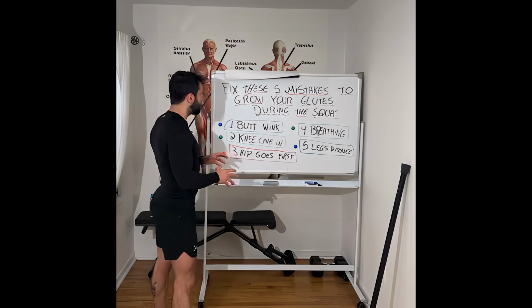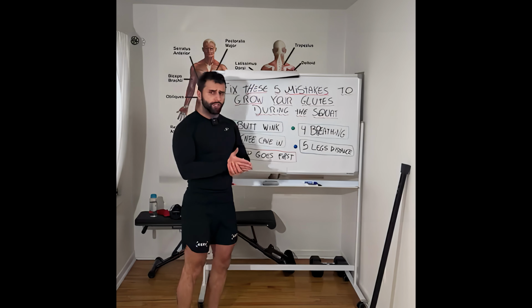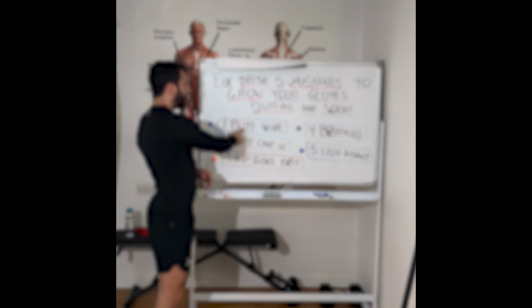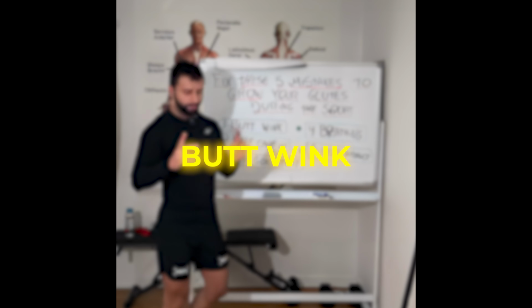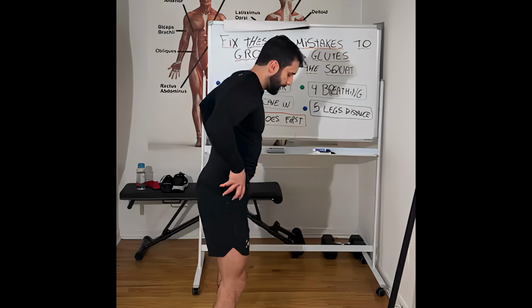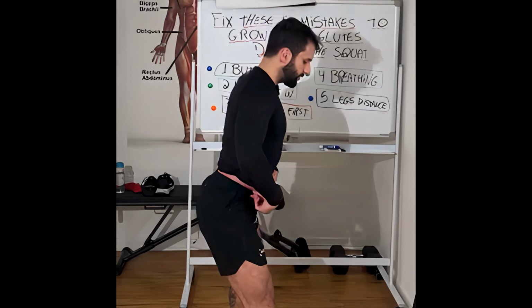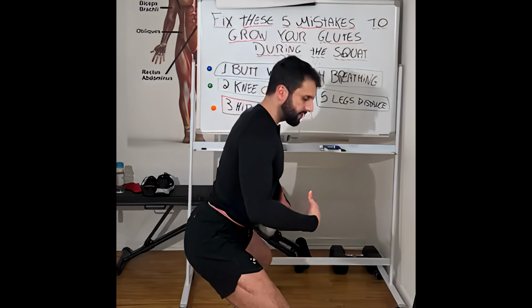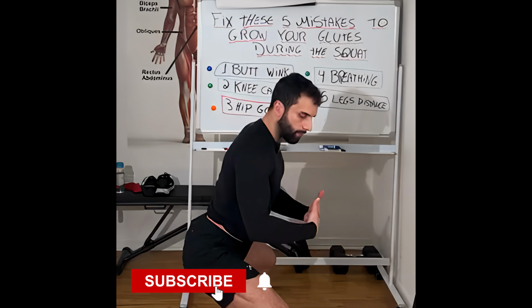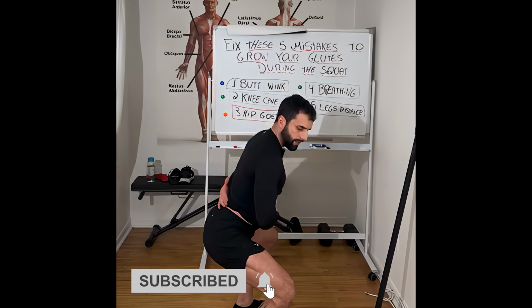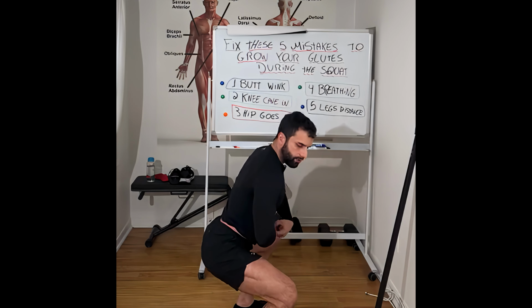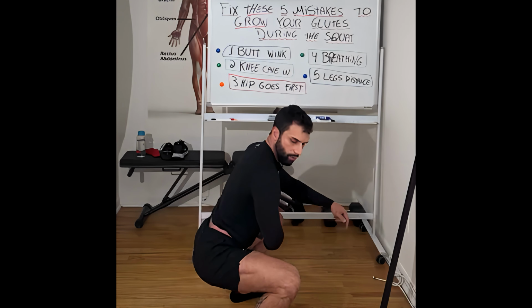So the first mistake that we're going to look at, we're going straight to the point, is the butt wink. So what's that basically? The butt wink is when your pelvis posteriorly rotates when you go down. For example, when you're squatting, after a certain point, according to your levels of mobility, your pelvis, this part over here, will start to posteriorly rotate, which means your butt will go in.